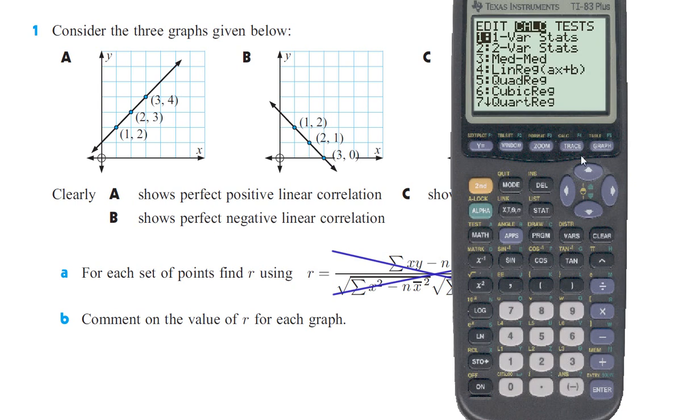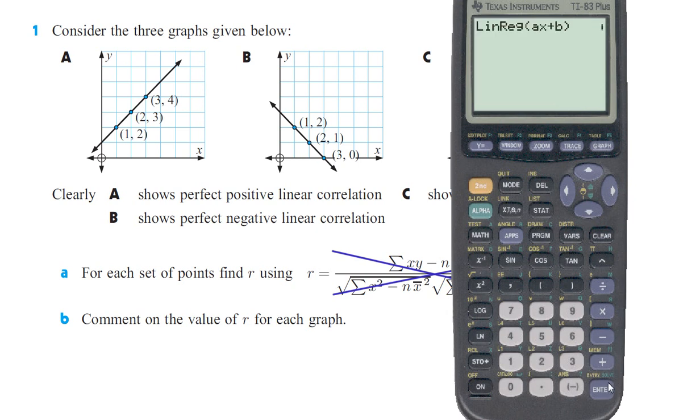All right, now we can find our r value by going into stat, and we're going to go over to calculate, and we're going to calculate a linear regression with number 4. Okay, and that's going to actually give us our r value. It says y equals ax plus b, and actually gives you the equation of the line too.